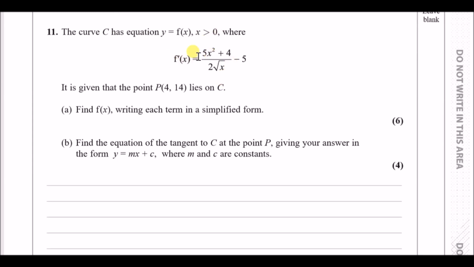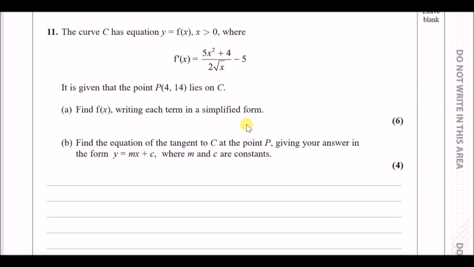By the way, when you have an equation like this, the first derivative, this is actually known as the gradient equation. So y equals f(x) is the y equation. This is known as the gradient equation. Okay, let's look at part A. Find f(x), with each term in simplified form.